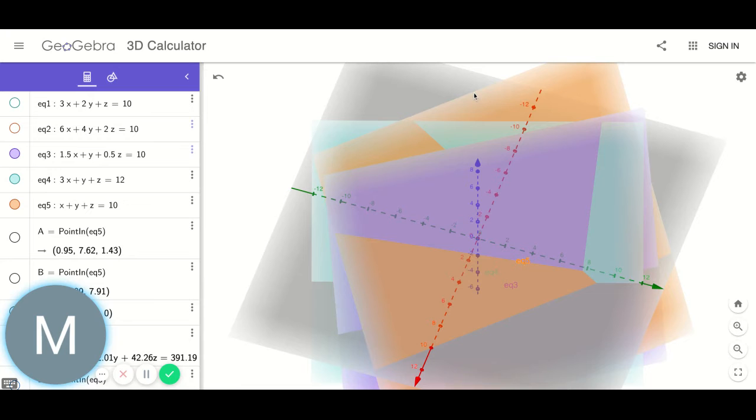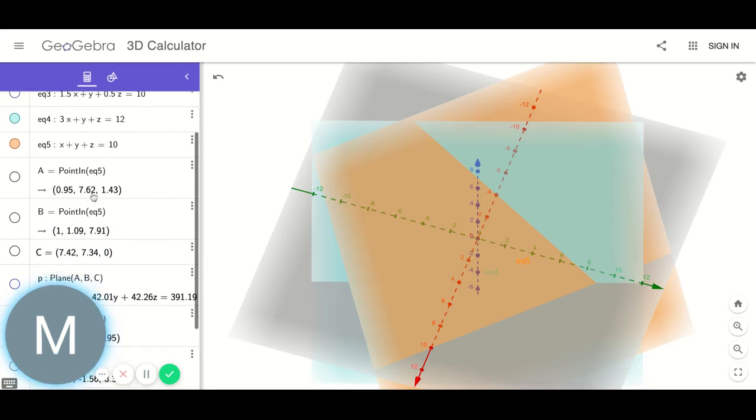You can see they are all three intersecting at one point. So that orange plane crosses the blue plane in a straight line. It crosses the purple plane in a straight line. But all three planes only meet at that point there. Okay, so that's one possibility. They all intersect at a unique point. Right, that was our third possibility.